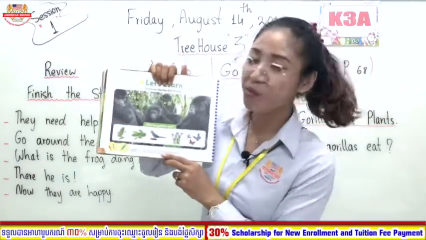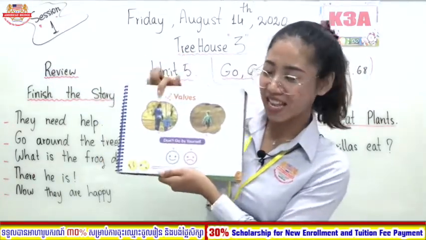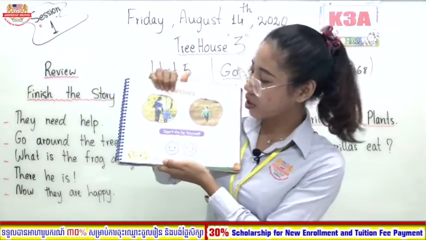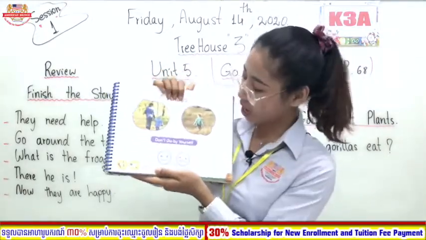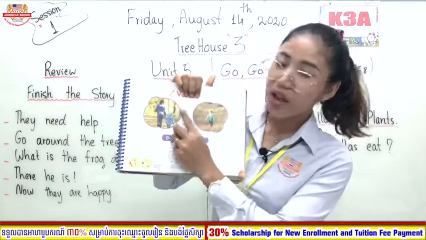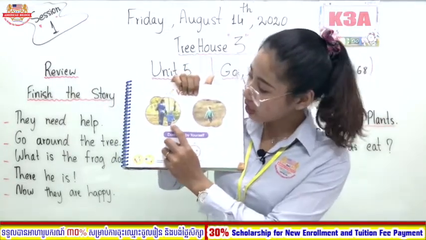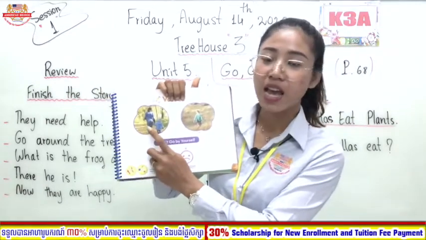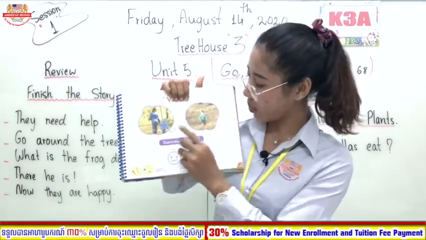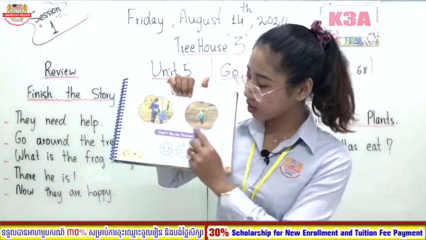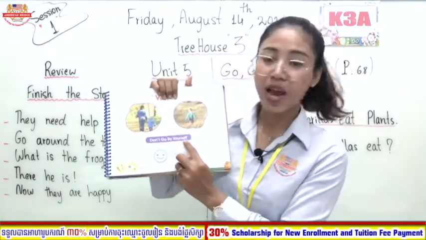Okay, great job, everyone. So now let's move to our next page. It's about values. So you can see the different pictures here. They are going to the jungle, right? Okay, you can see here, he's going with his mom, and he's going alone. So you can see here, don't go by yourself.